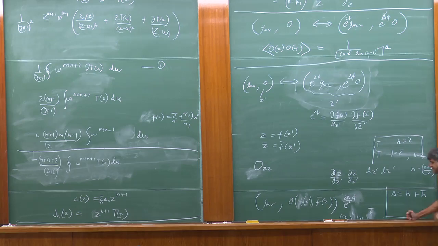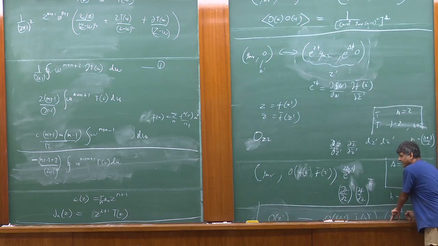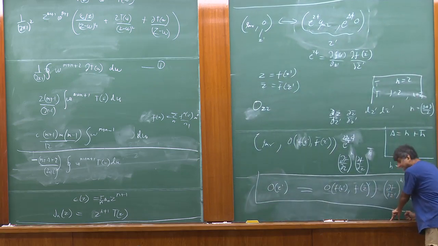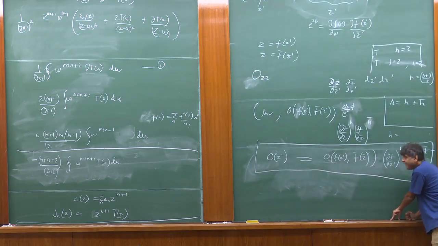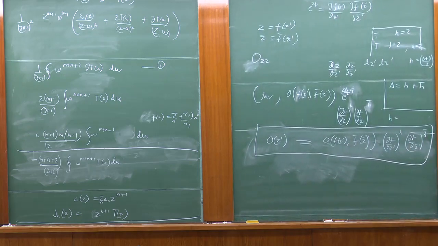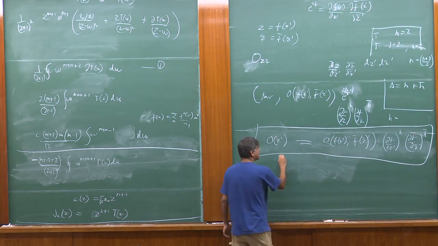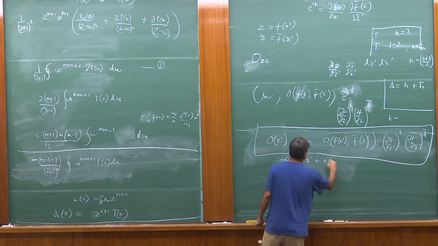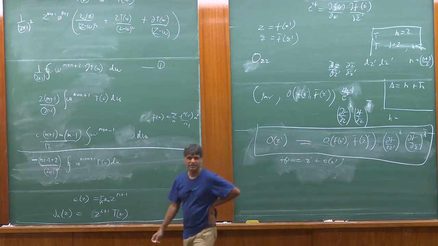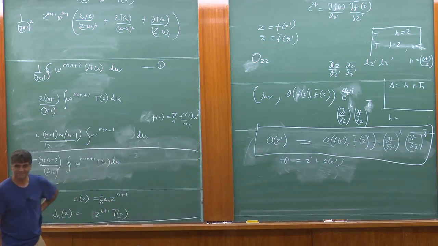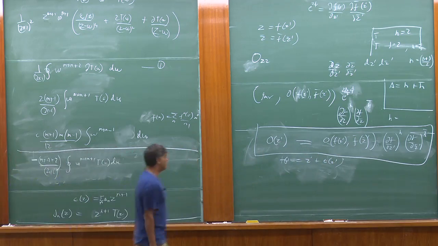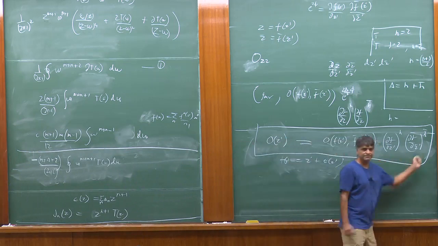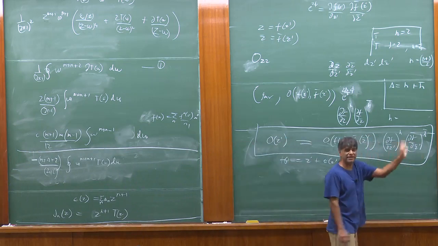Now that we've got this rule for primary operators, let's see what this rule becomes under infinitesimal conformal transformations. Okay, so suppose f of z prime was equal to z prime plus epsilon of z prime, where epsilon was infinitesimal. What does this right hand side become? And there's a similar thing for the f bar, I'm not writing it.